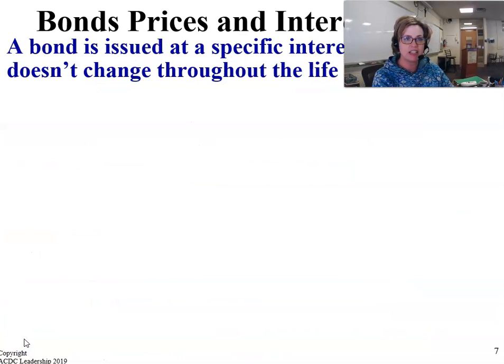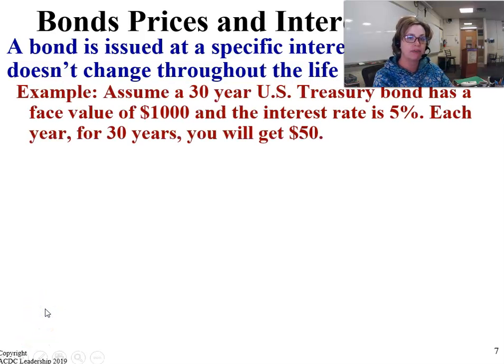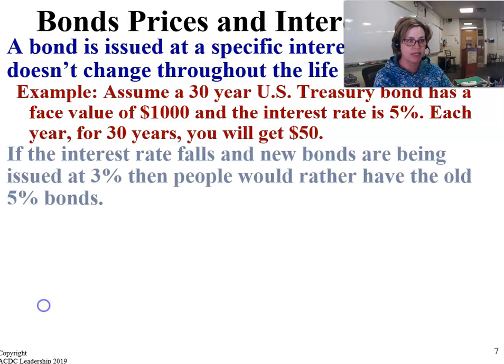A bond is issued at a specific interest rate that does not change throughout the life of that bond. So if you invested in a 30-year treasury bond, and it had a face value of $1,000 and an interest rate of 5%, each year for 30 years, you would earn $50 in interest.